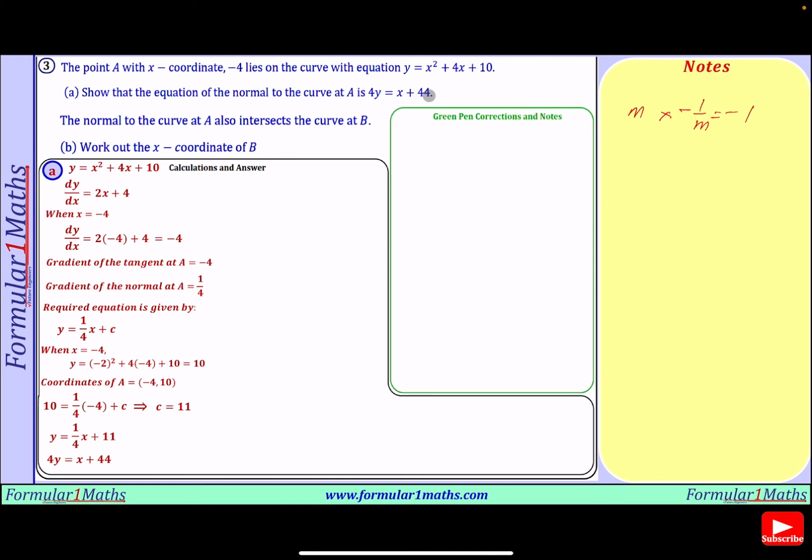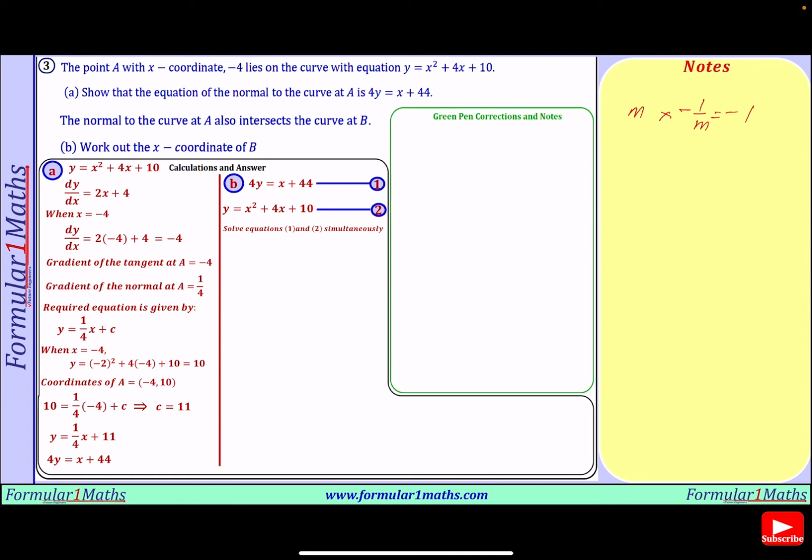There is another way that you can solve this part of the question. I'll show that method at the end of this question. For now, let's go and solve B. For B, we've got the equation of the normal as 4y is equal to x plus 44. We also know the equation of the curve as y is equal to x squared plus 4x plus 10. So if we label them equation 1 and 2, we can go on and solve equations 1 and 2 simultaneously.